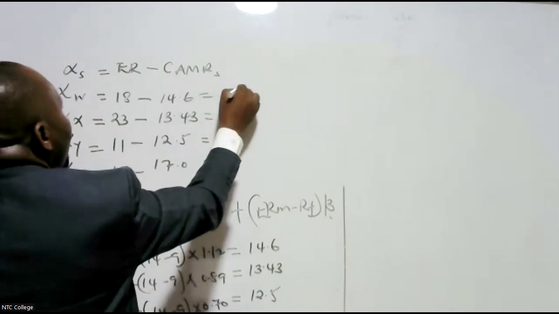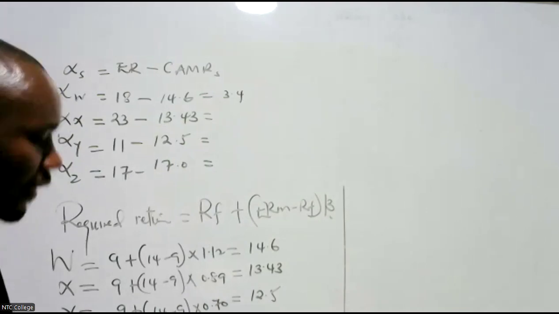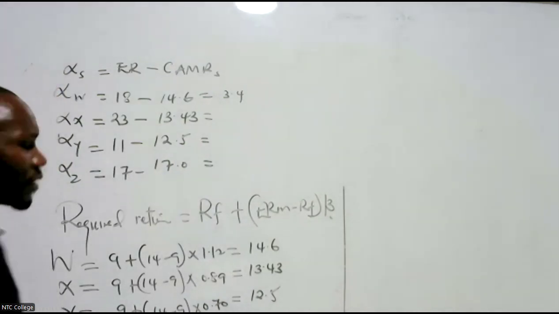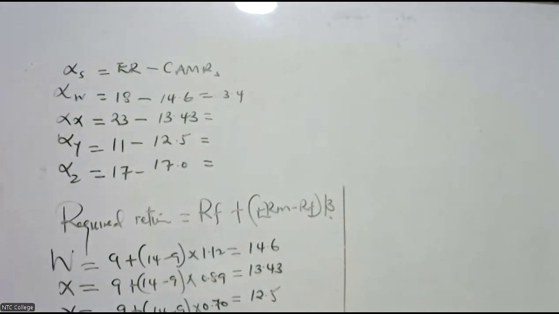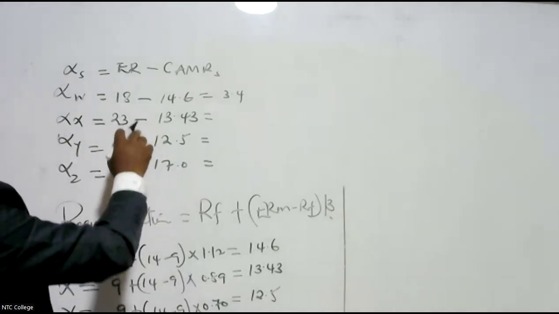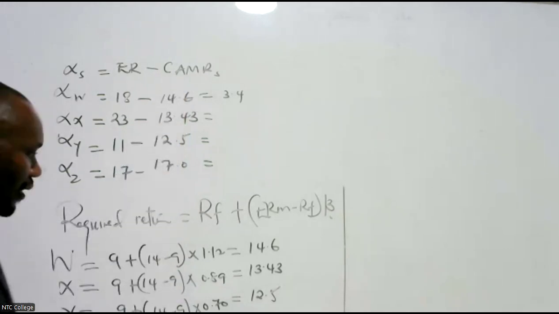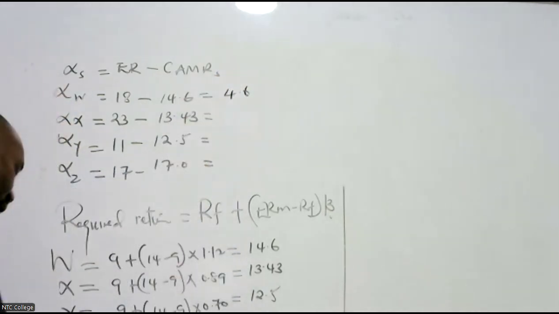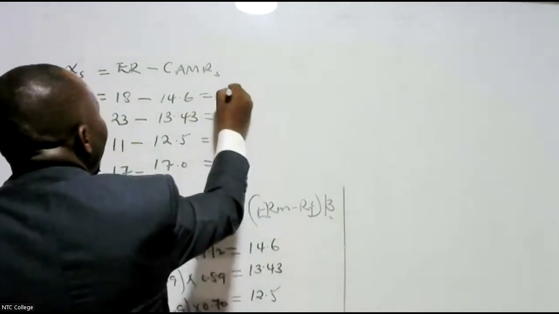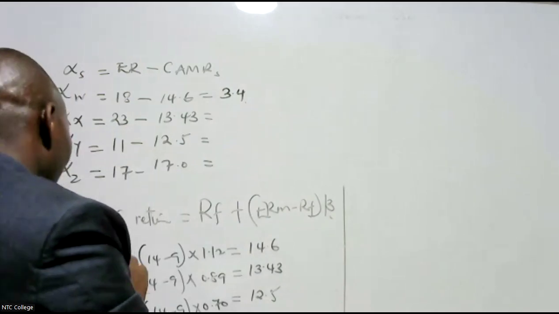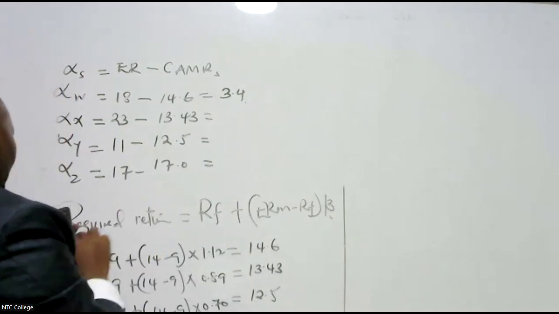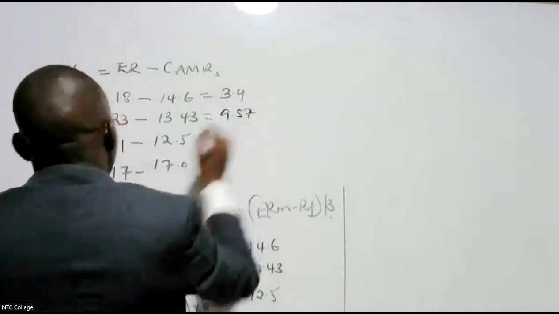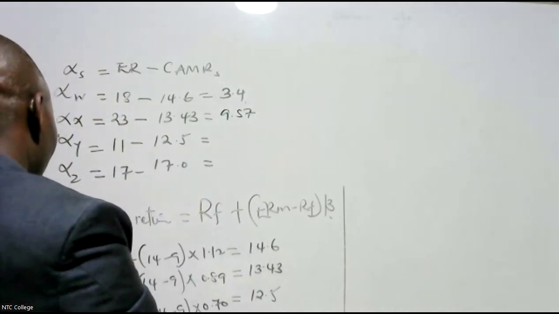Now this one looks like 3.4. This one, I don't know. That one I can't calculate really. The first one is 4.6? 18 minus 14.6. It's 3.4. Oh, sorry. It is 3.4. 23 minus 13.43. So this one is 9.57. This one is 11 minus 12.5.